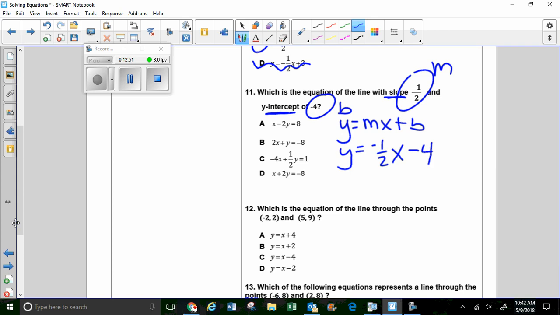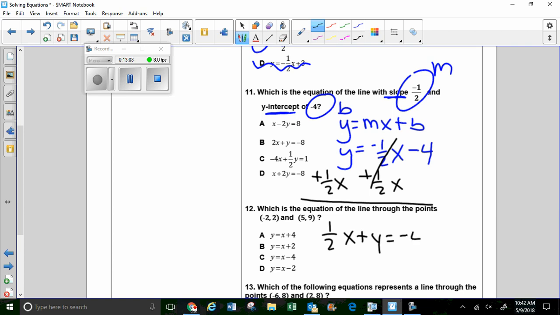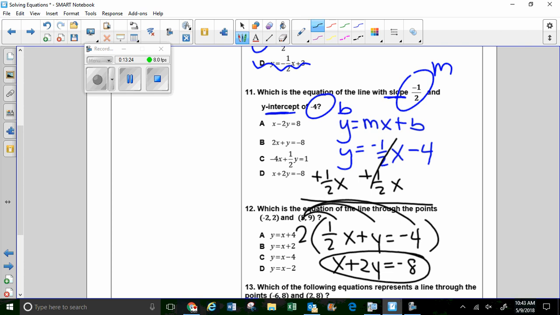So I'm going to replace m with the -1/2 and b with the -4, and now I've got to get it into standard form. So to do that, let's move our x to the same side as y. We're going to get 1/2 x plus y equals -4. And then I need to get rid of my fraction. Remember, to do that, you just multiply by the denominator. So I'm going to multiply everything by 2, which is leaving me with x plus 2y equals -8. So that would be, let's see, letter D.